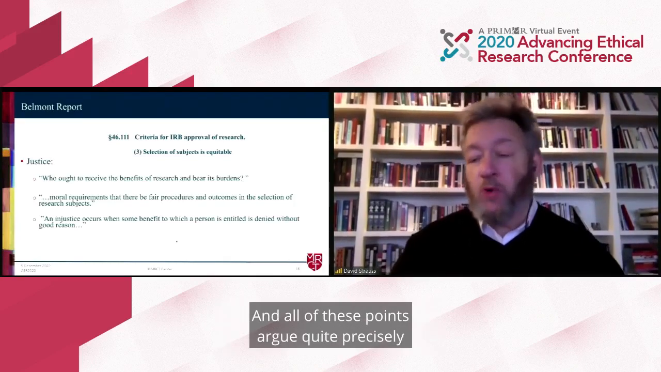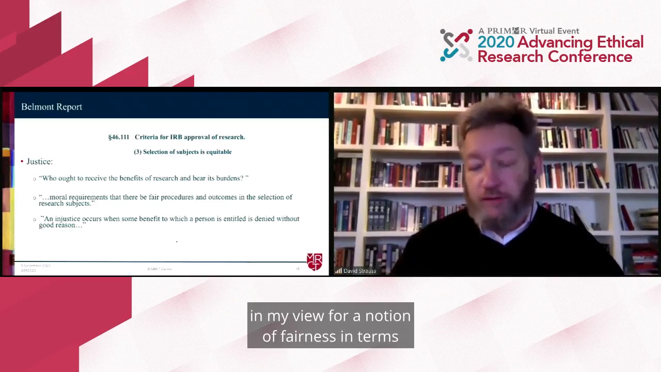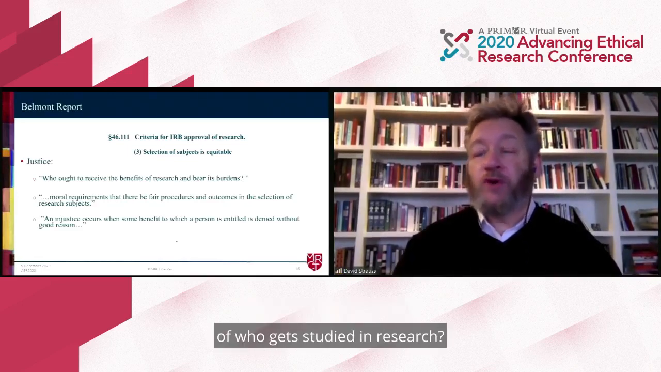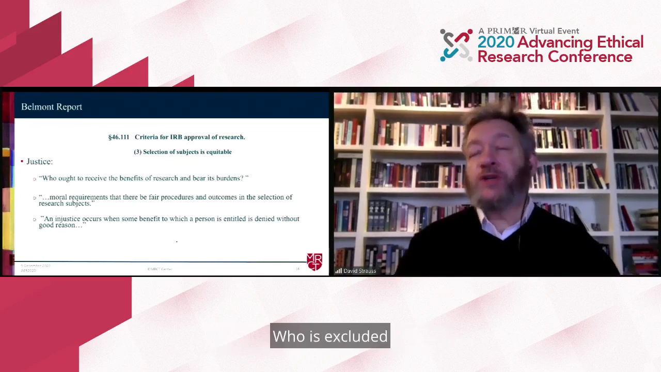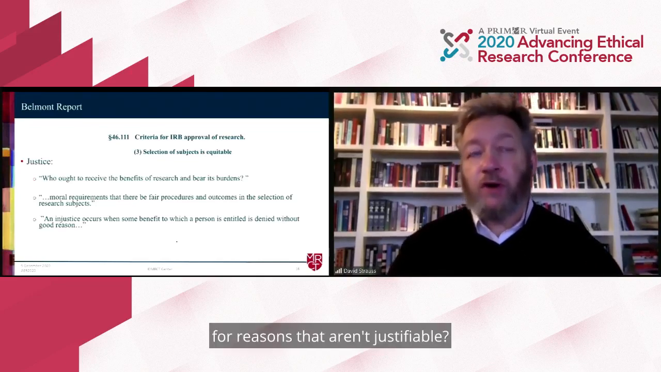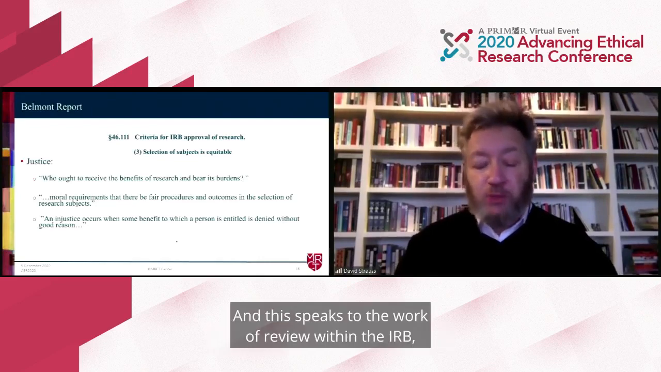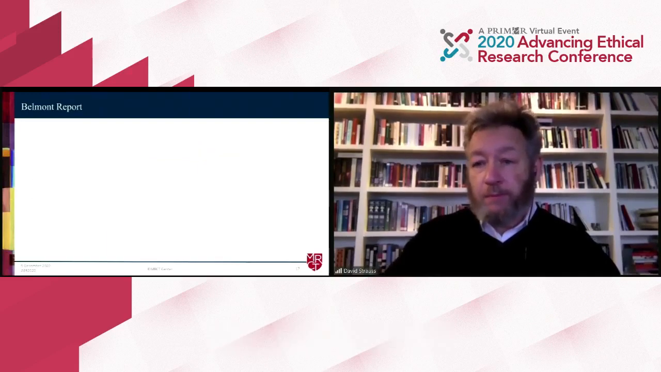And all of these points argue quite precisely, in my view, for a notion of fairness in terms of who gets studied in research, who is included, who is excluded for reasons that aren't justifiable. And this speaks to the work of review within the IRB. How do these standards get met?